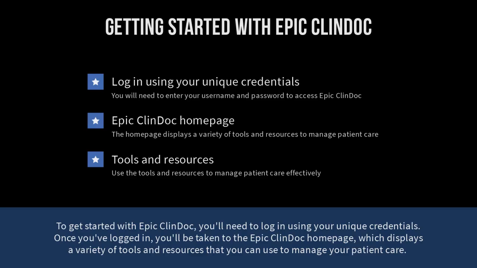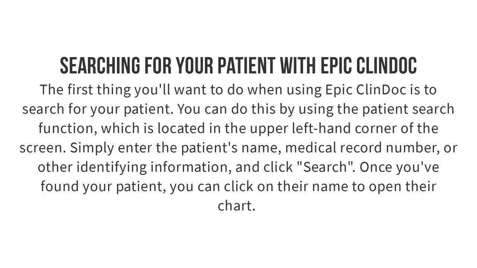To get started with Epic ClinDoc, you'll need to log in using your unique credentials. Once you've logged in, you'll be taken to the Epic ClinDoc homepage, which displays a variety of tools and resources that you can use to manage your patient care. The first thing you'll want to do when using Epic ClinDoc is to search for your patient. You can do this by using the patient search function, which is located in the upper left-hand corner of the screen. Simply enter the patient's name, medical record number, or other identifying information, and click Search. Once you've found your patient, you can click on their name to open their chart.